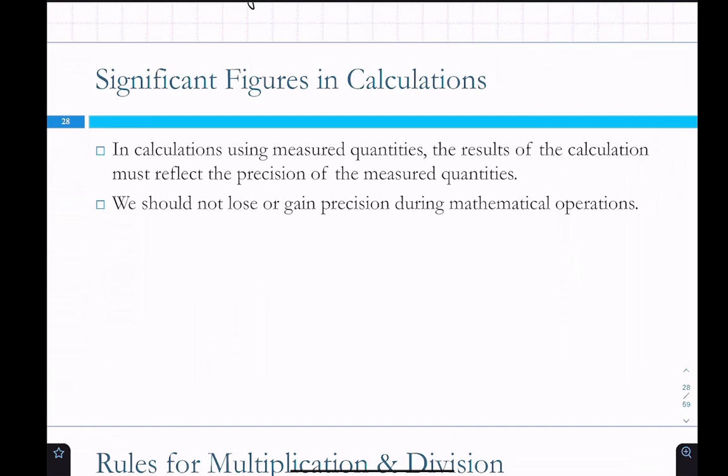And then come up with an answer that represents the precision of our weakest link, really. So you shouldn't gain or lose precision, right? You don't want to give up any precision, any confidence in your answer, but you also shouldn't incorrectly gain precision when you're doing mathematical operations.